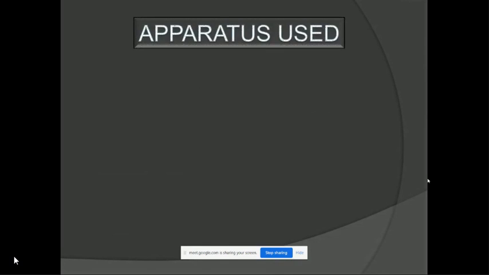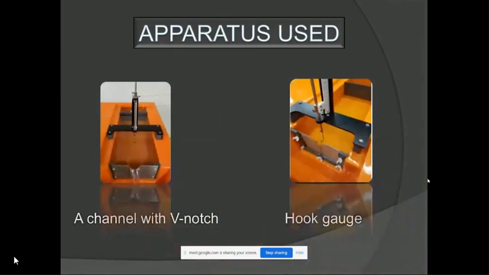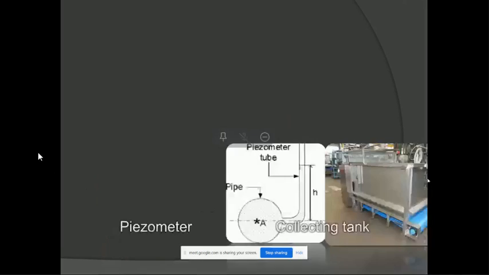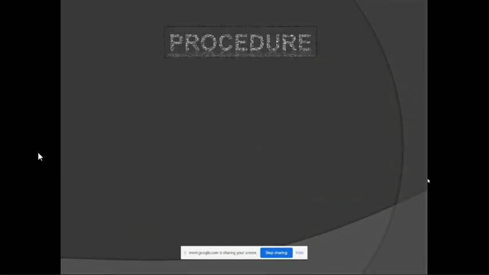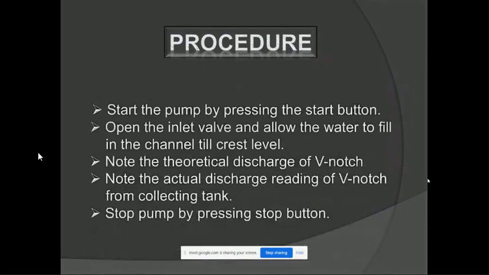Next slide. Now I will discuss the apparatus used in the notch experiment. The channel is used to pass the water. The hook gauge is used to measure the change in water level due to evaporation. The piezometer is used to measure water pressure by measuring the height of rise. The collecting tank is used to collect the water. Further, Deepika will explain the procedure part.